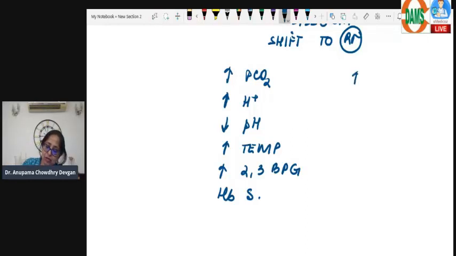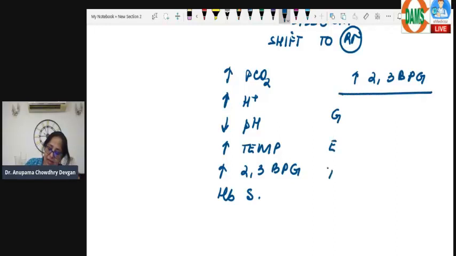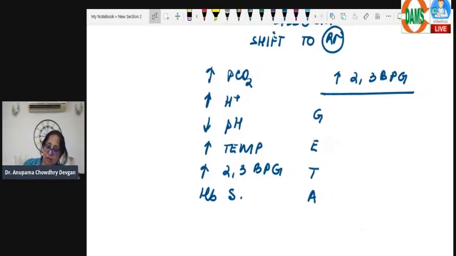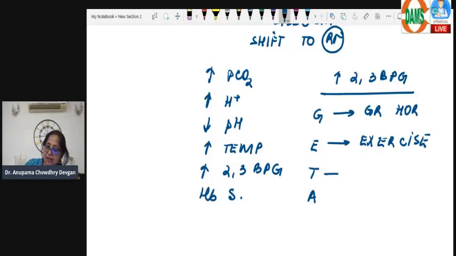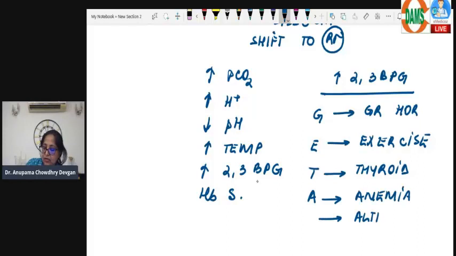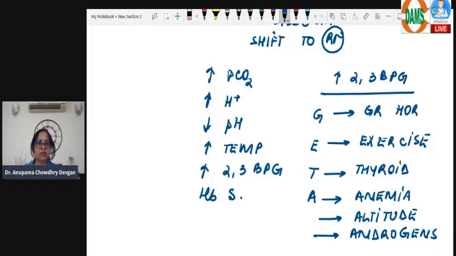Now, increase in 2,3-BPG. What are the conditions which cause an increase in 2,3-BPG? And a small mnemonic for that: GITA. Whenever there is an increase in growth hormone, exercise, thyroid hormone, anemia, high altitude, and androgens. These are the conditions which will increase 2,3-DPG. If there is an increase in 2,3-DPG, there is a shift of the curve to the right.